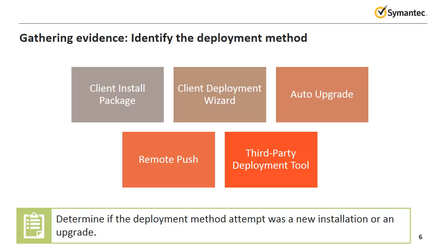If you're upgrading a group of Windows-based client computers, you can also use Auto Upgrade in the Symantec Endpoint Protection Manager. A lesser used approach is the Push Deployment Wizard, but it allows you to deploy the client software outside of the Symantec Endpoint Protection Manager. Some organizations also use third-party tools like SCCM and Symantec Software Management to deploy the Symantec Endpoint Protection client. It's also a good idea to determine if the deployment method attempt was a new installation or an upgrade.